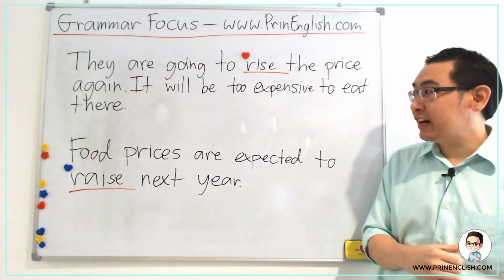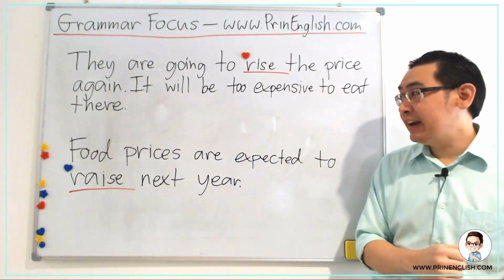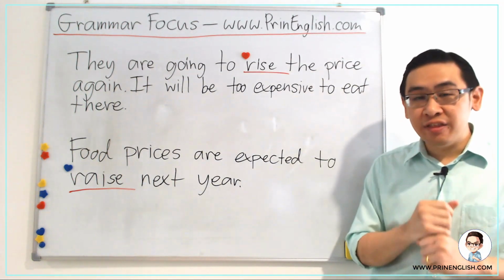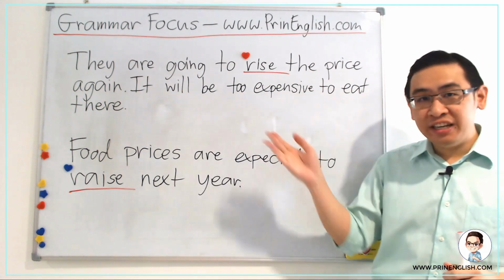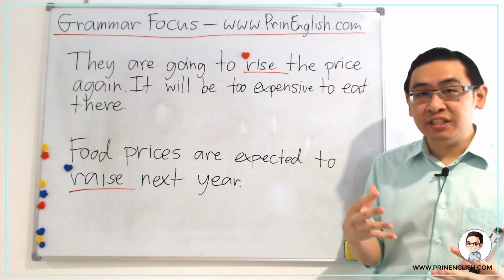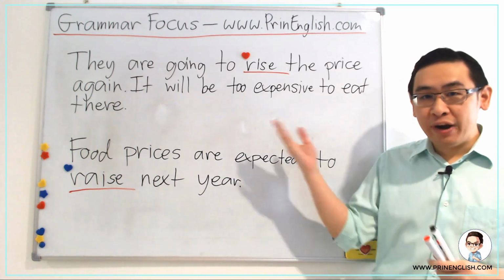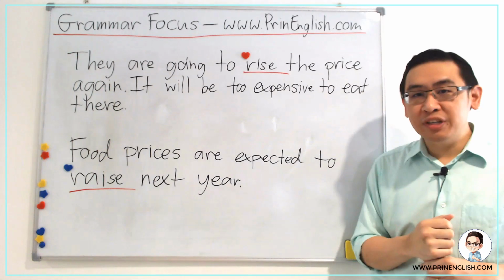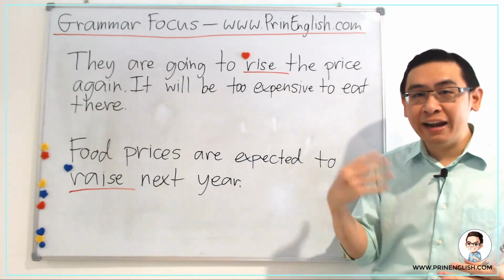They're going to rise the price again. It will be too expensive to eat there. So basically, maybe the sentence is talking about a restaurant which increases the prices of its dishes. Okay, so the writer or the speaker of this sentence thinks that it will be too costly. The price is too high to go and have a meal there.